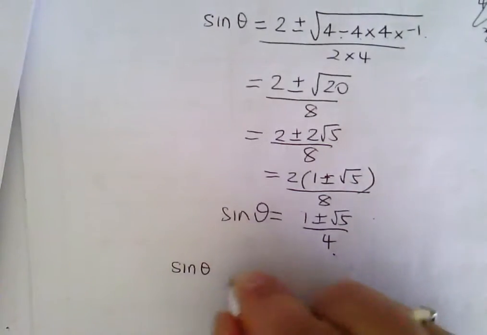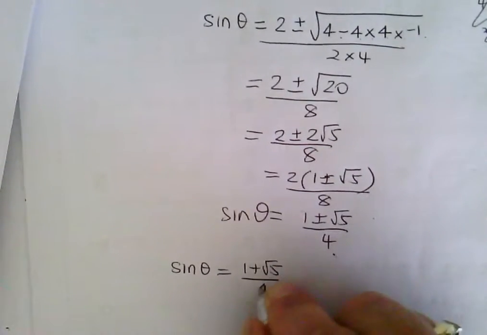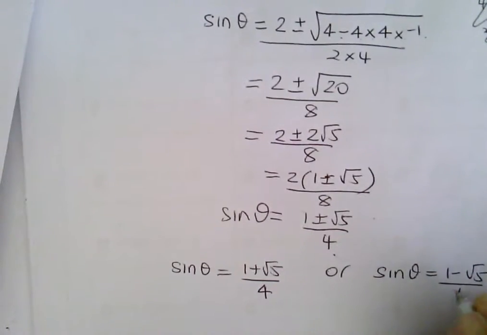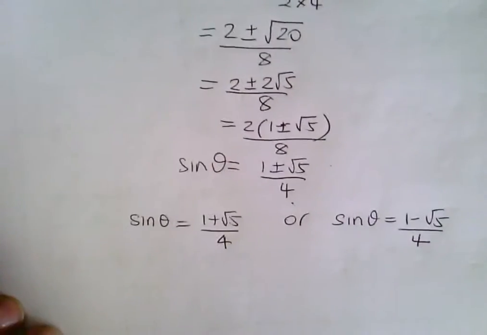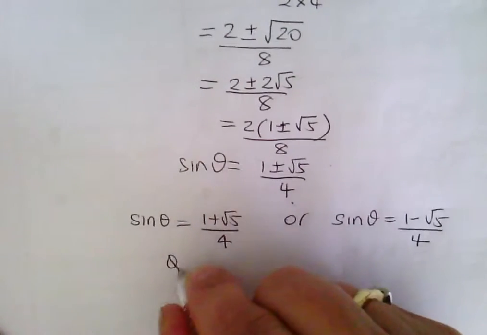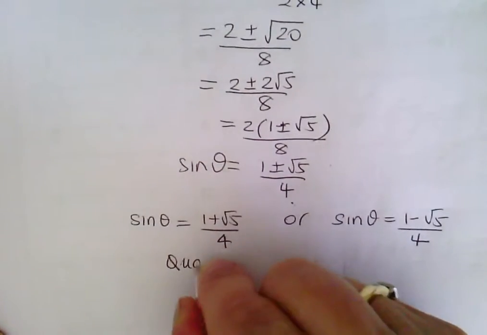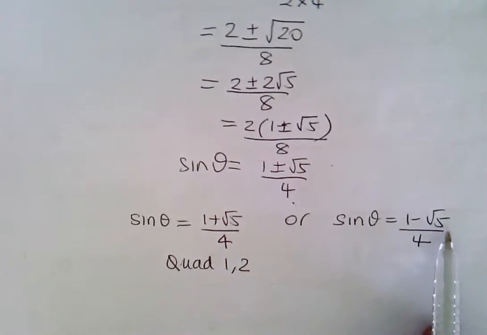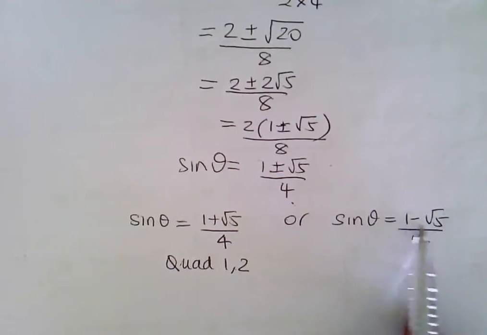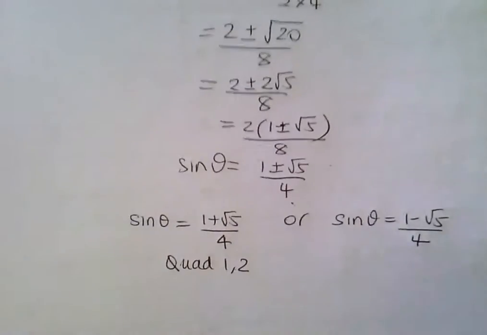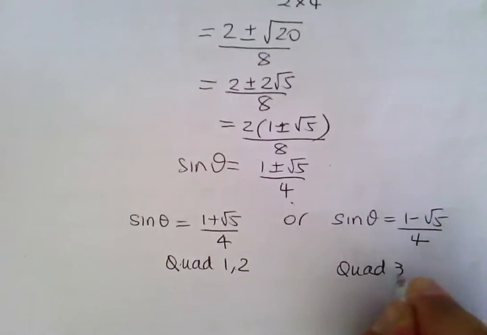So therefore sine theta is 1 plus root 5 over 4, or sine theta is 1 minus root 5 on 4. Now, have a look at those. Tell me, do you think 1 plus root 5 on 4 is positive or negative? Positive. Good. Quadrants what? 1 minus root 5. Well, root 5 is bigger than 2 because root 4 is 2. That's like 1 minus 2 point something. That's negative. What's this one? Positive or negative? Negative. Quadrants 3 and 4.